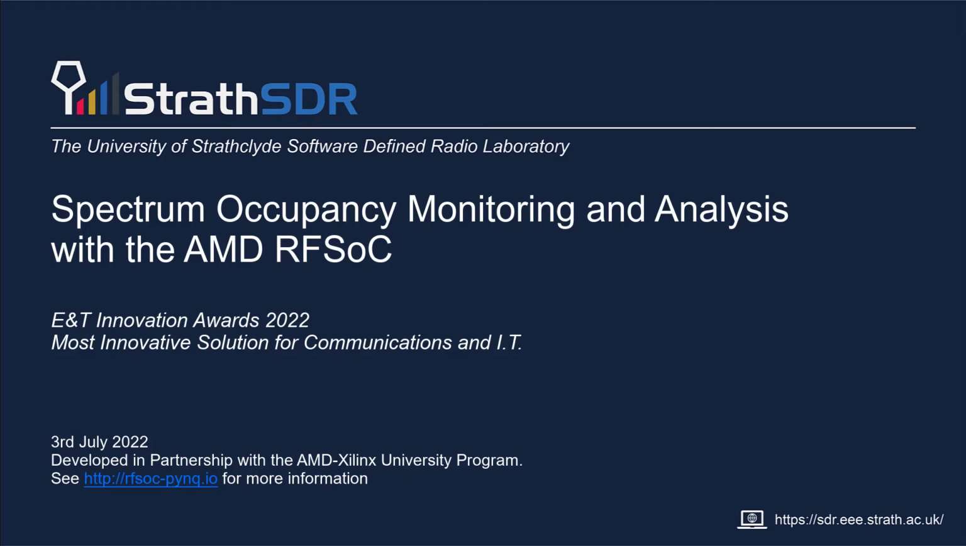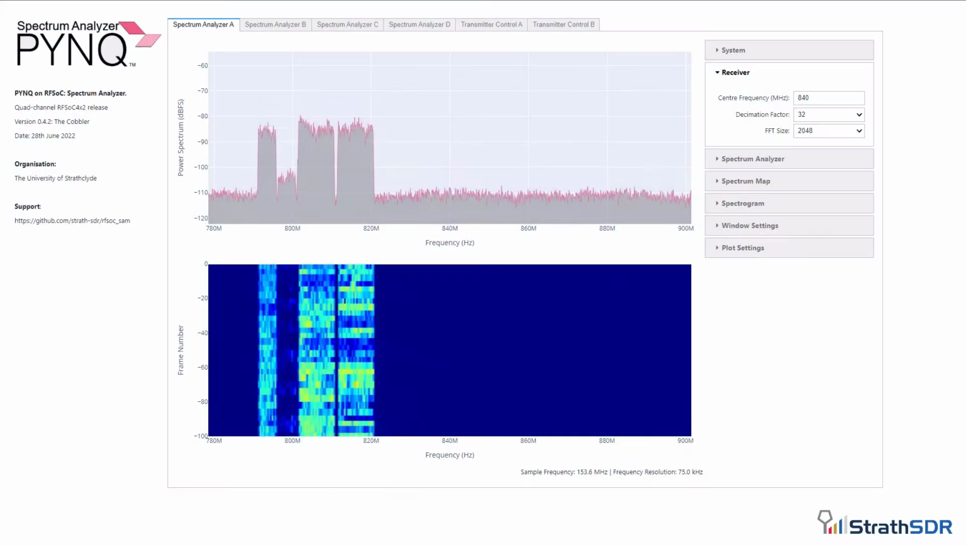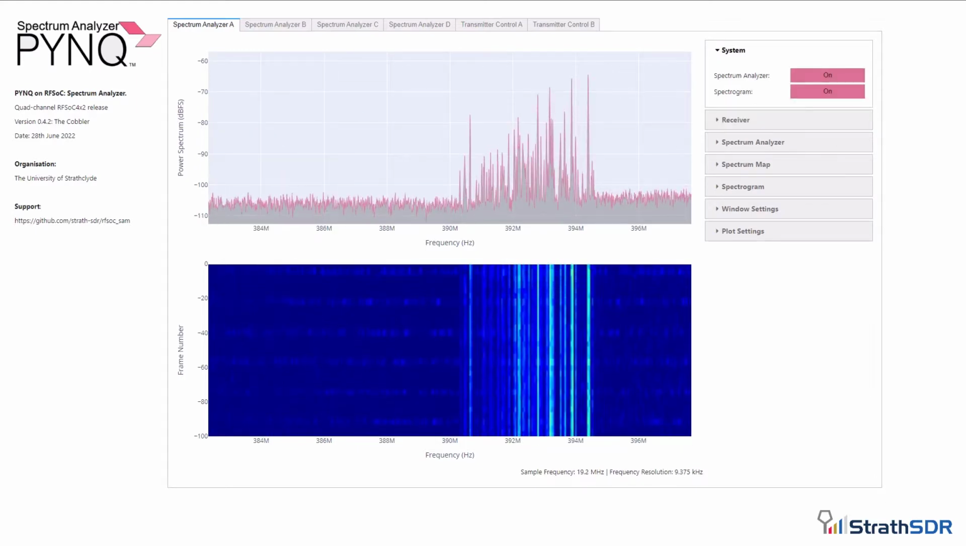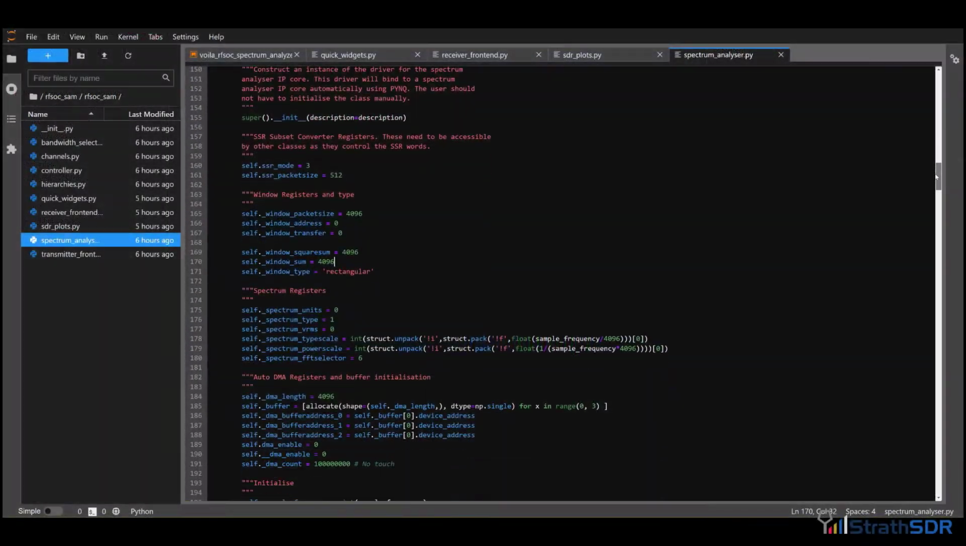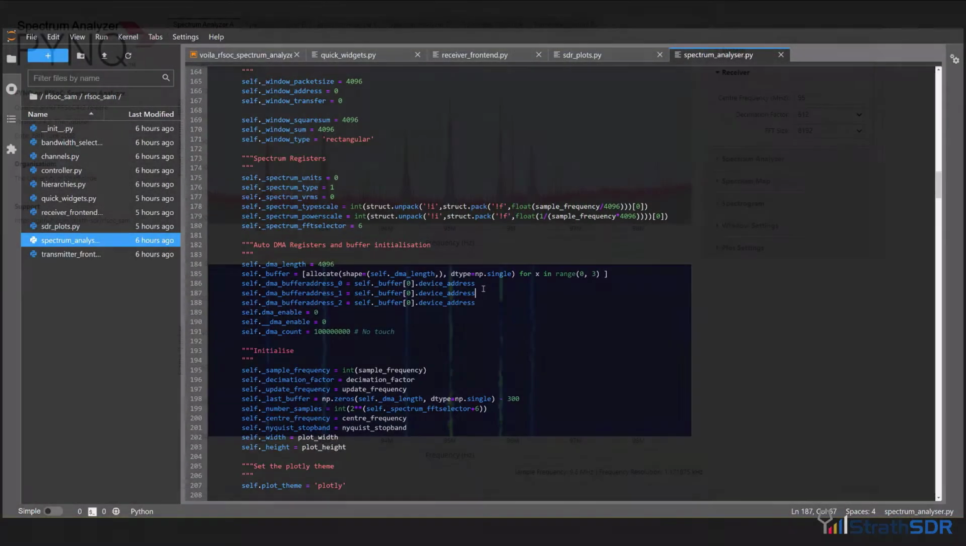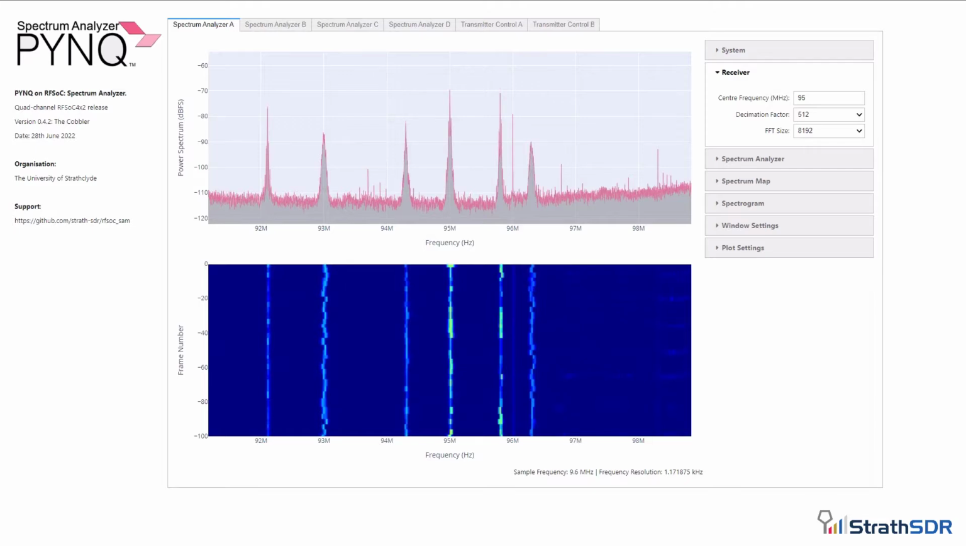Engineers from the University of Strathclyde and Advanced Micro Devices are pleased to present an innovative open source spectrum monitoring tool using AMD's radio frequency system on chip device. This spectrum monitoring solution features a custom software stack and hardware design to measure the power of ambient radio signals and record the frequency spectrum over time.